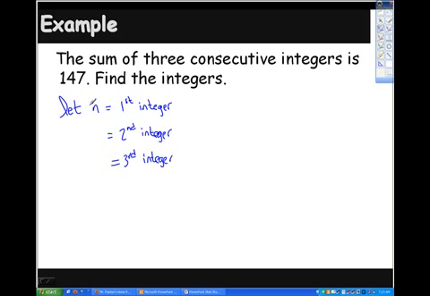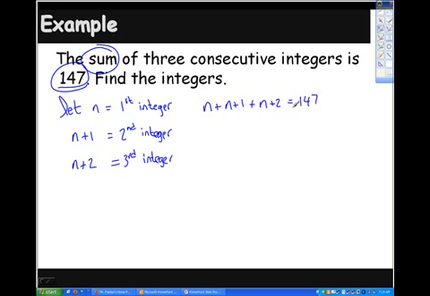So if my first integer is n, my second integer has to be one more, n plus 1. If my second integer is n plus 1, my third integer has to be one more than that, which would be n plus 2. It says if I add them up, I will get 147. Well, let's add them up. n plus n plus 1 plus n plus 2 equals 147.